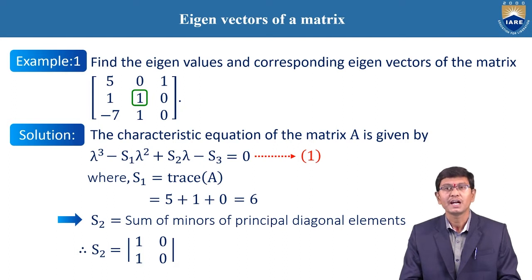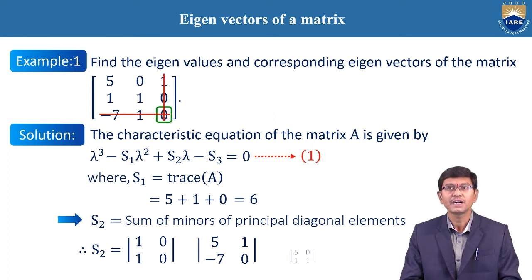0, 1, 0. Similarly, the minor of the second element 1 also needs to be found, and the value is the determinant of 5, 1, minus 1, minus 7, 0. And similarly, we need to find the minor of the third value 0. After deleting the corresponding row and column, we get the determinant of 5, 0, 1, 1.